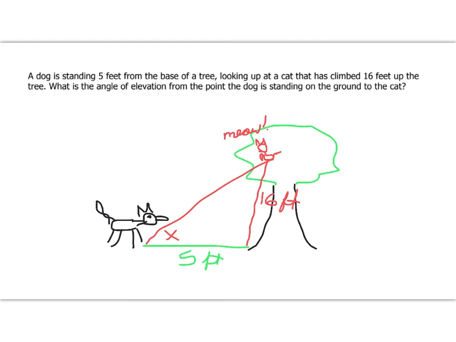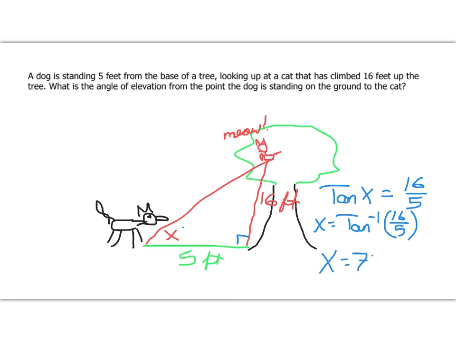Okay, so let's solve it. This is 90 degrees, we have opposite and adjacent. So this time we're going to use the tangent of x, because that's what we're trying to figure out, is equal to the opposite over the adjacent. And so x is equal to, because we're looking for the angle, we're going to do the inverse. Plug it in the calculator exactly like that, and you end up with x equals 72.6 degrees, and that's your angle.